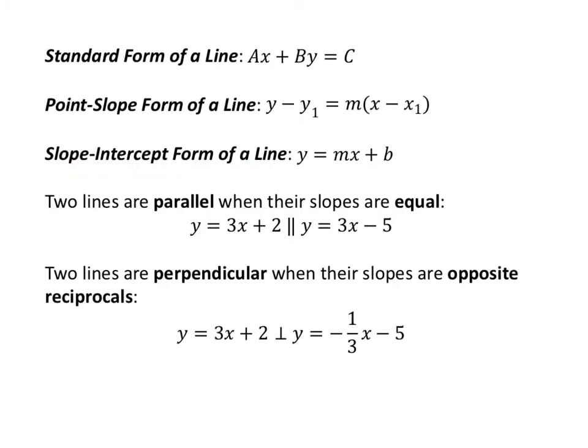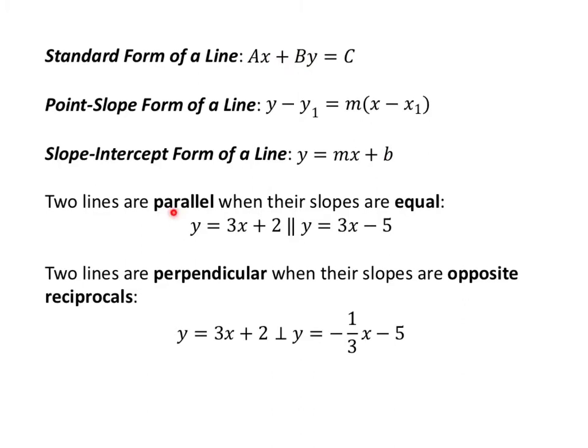Slope-intercept form is what you guys are most used to. Y equals mx plus b. M is your slope. In this case, b is your y-intercept. This lowercase b is different than this capital B. Lowercase b is the y-intercept. Capital B is the coefficient on y in standard form, but it is not the y-intercept.